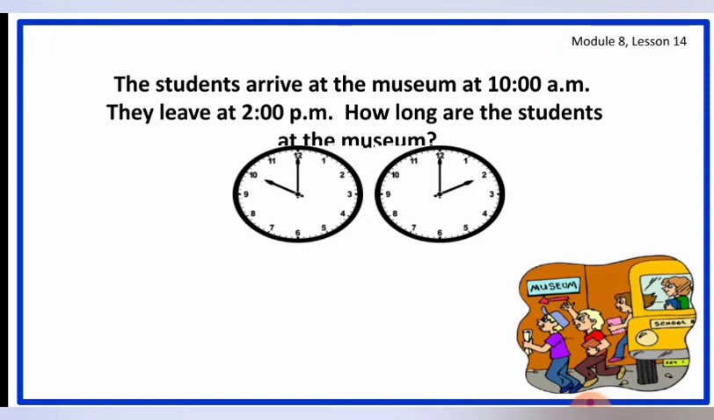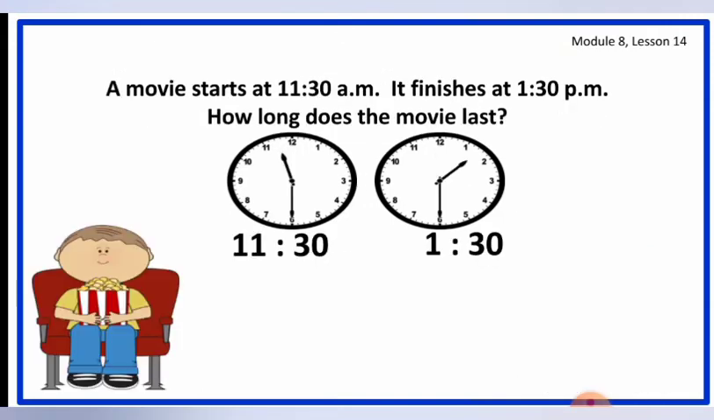Thank you. Now when you count from 10 to 12 is how many hours? From 10 to 12 is 2 hours. Yes. Then from 12 o'clock again to 2 o'clock, which is 2 p.m., is how many hours again? Is 2 hours. So altogether from 10 o'clock to 2 o'clock, you get how many hours there? Yes, you get 4 hours. So how long are the students at the museum? 4 hours. Good. Now let's take a look at this.